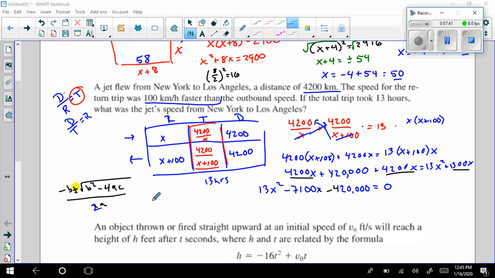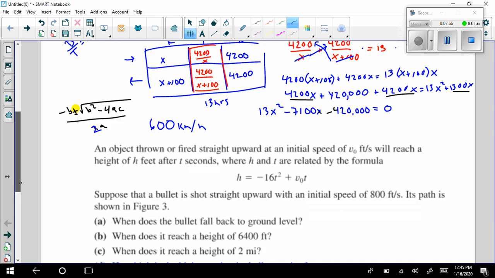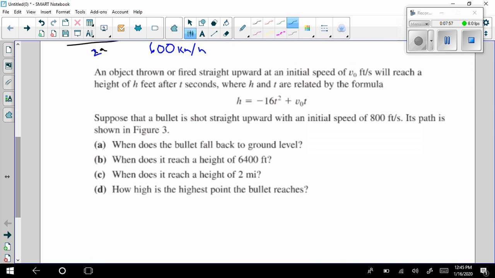So I typed all that in my calculator and I got 600 kilometers per hour. So you can try that out and make sure you get the same answer. Otherwise, we're going to move on here.